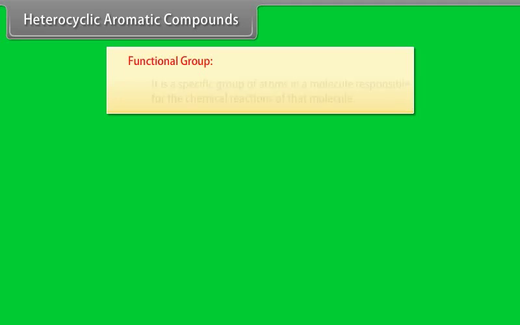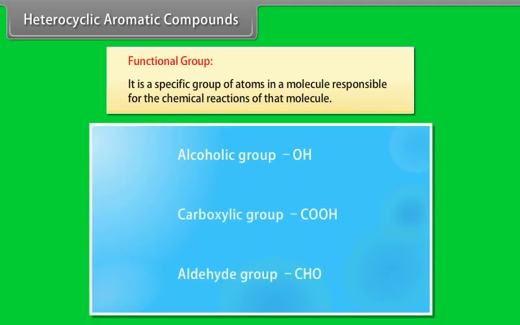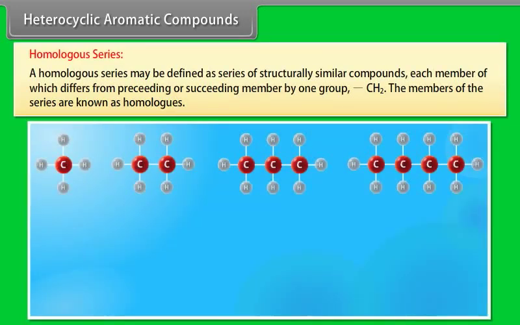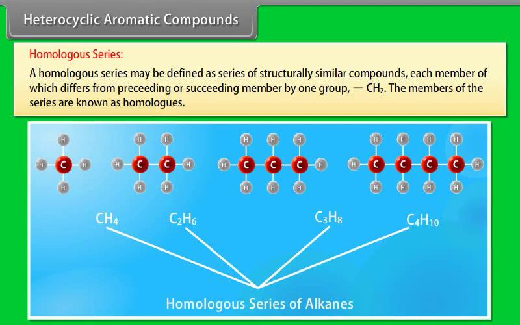Functional group. It is a specific group of atoms in a molecule responsible for the chemical reactions of that molecule. Homologous series. A homologous series may be defined as a series of structurally similar compounds, each member of which differs from preceding or succeeding member by one group, CH2. The members of the series are known as homologs.